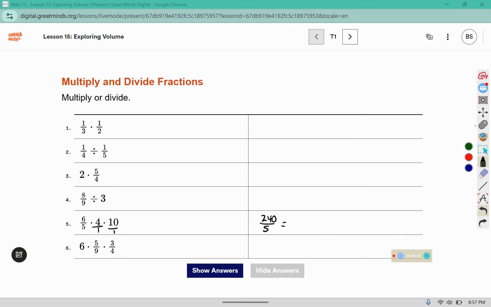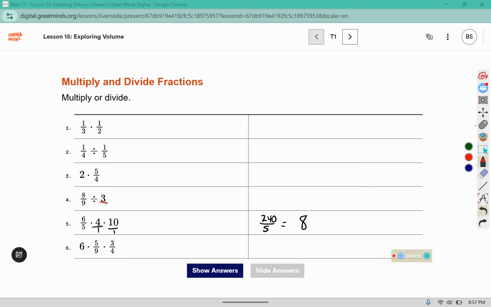Then you can ask yourself, how many times does 5 fit into 240? Well, 5 fits into 24 4 times, and 5 fits into 40 8 times. Depending on your teacher, you may be able to leave it as an improper fraction or as a reduced version of that.